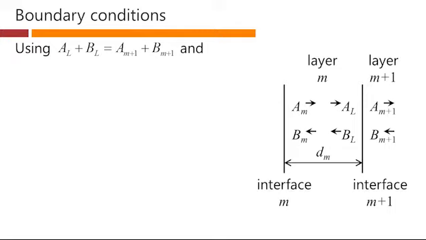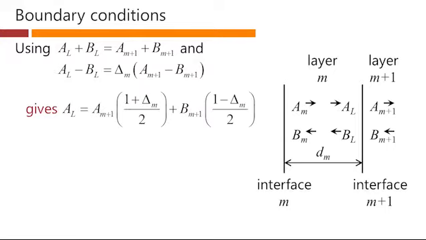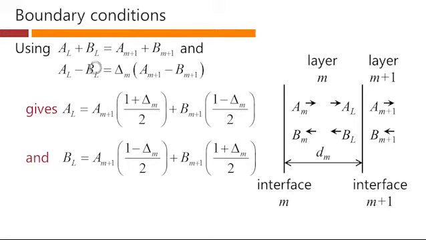So using these two expressions, we have figured out from the continuity of the wave function, that's this expression, and from the continuity of the derivative of the wave function, that gives us this expression. Then we can simultaneously solve these two equations. For example, adding the two of them will eliminate B_L. That would give us A_L is A_{m+1} times (1 plus delta_m) over 2, plus B_{m+1} times (1 minus delta_m) over 2. And similarly, if we subtracted this equation from that one, we'd be able to write down an expression here for B_L in a similar kind of form.